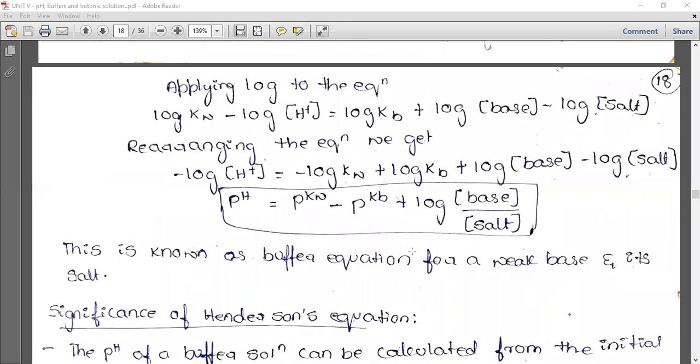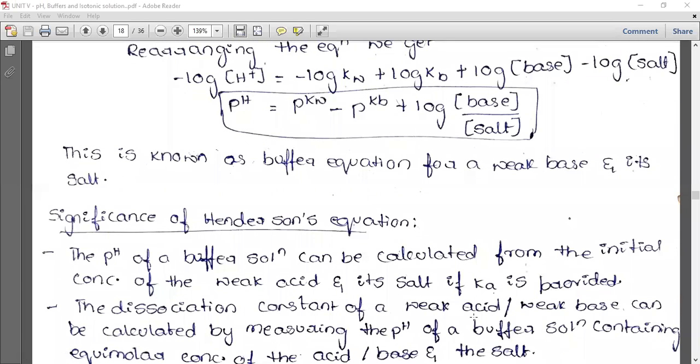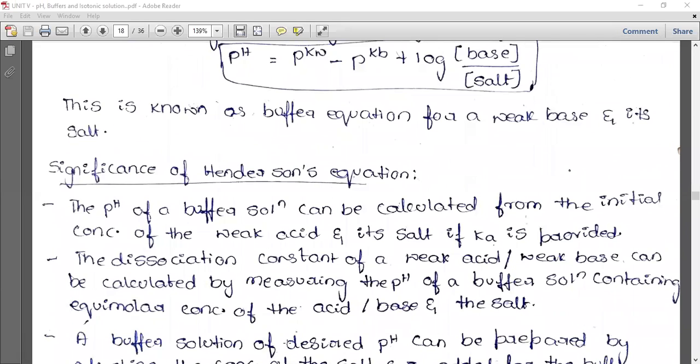What is the effect of common ion on dissociation of a weak base or weak acid? Okay, so why are we studying this Henderson-Hasselbalch equation, what is its use? The pH of a buffer solution can be calculated if the initial concentration of weak acid and its salt is given, and the dissociation constant is provided. The dissociation constant of a weak acid or base can be calculated by measuring the pH of a buffer solution containing equimolar concentrations of acid or base. That is, if both these are the same, we get log 1. So we'll be able to find this.